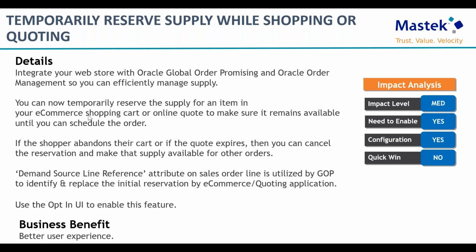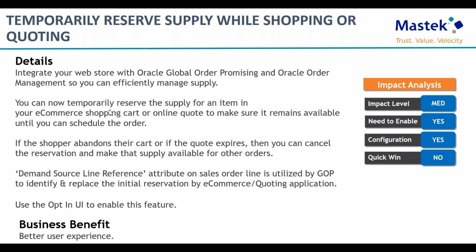Now you have a feature where, when an item is added to the shopping cart or the quote, a reservation is made in global order promising against this quote. When this cart is saved, this reservation is saved. But when eventually the user checks out from the cart and the order is pushed into order management, at that point the system will consider this demand source line reference on the order management module, and this is passed on from order management to global order promising, and global order promising will replace the previous reservation done during the cart creation process through order management.